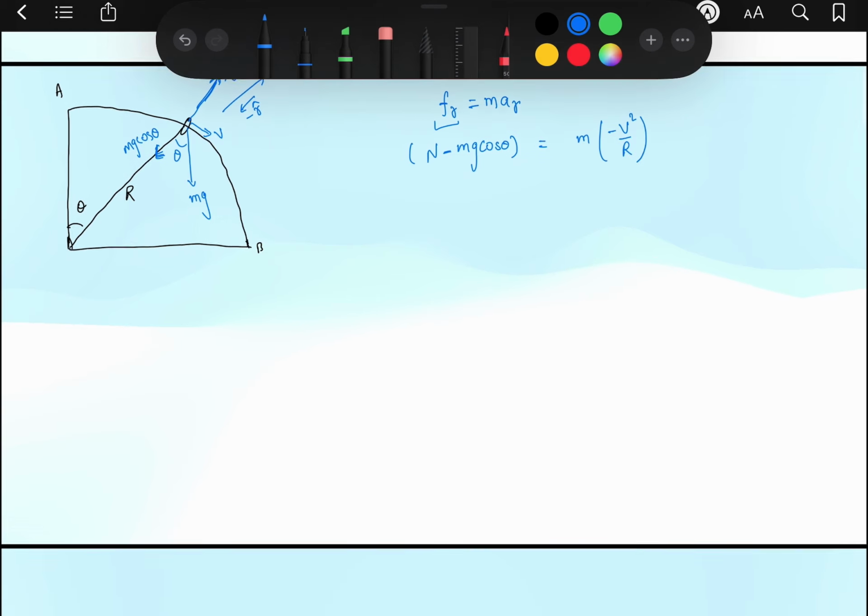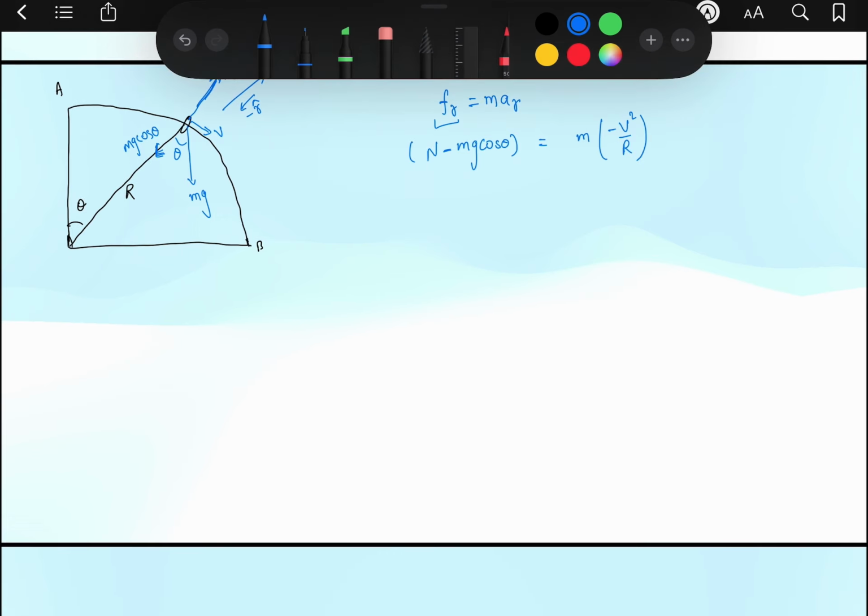So here I can write mg cos theta minus normal will be equal to mv square by r. So this is our equation. Let me call it equation number 1.